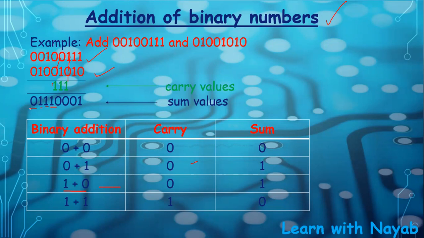Just like when we add denary numbers, when the value reaches 10 we take a carry, in binary, when the value reaches 2, we take a carry. Instead of taking the carry at 10, we take it at 2. Just like in hex, when the value reaches 16, we have to take a carry.